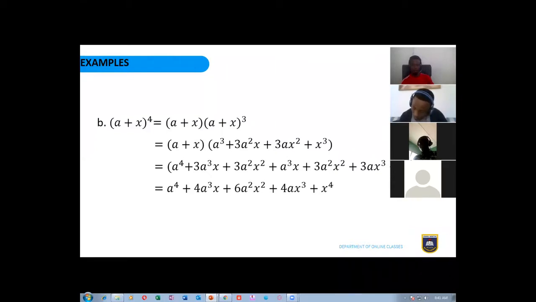So when you add all of those by grouping like terms, we must get a exponent 4 plus 4a cubed x plus 6a squared x squared plus 4ax cubed plus x exponent 4. Any question? Okay.